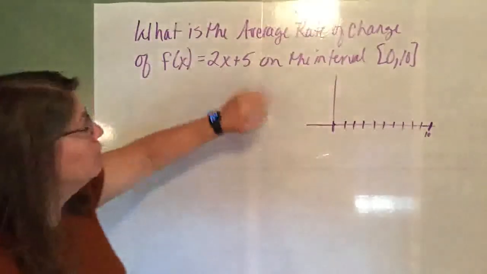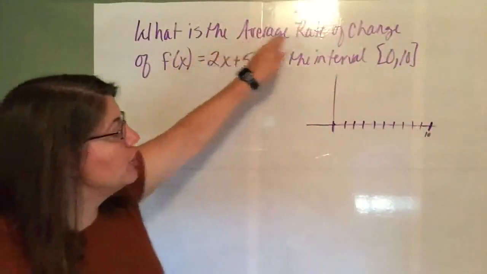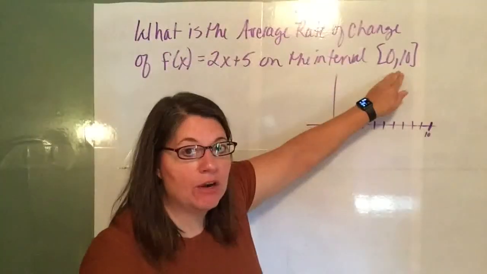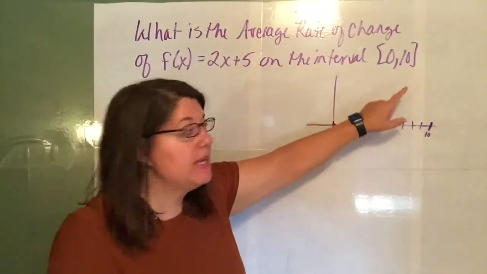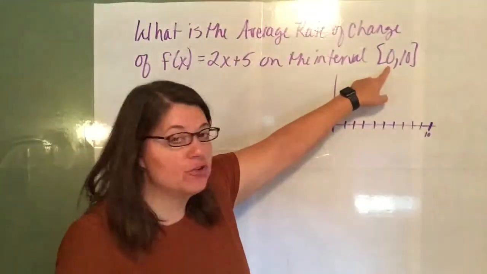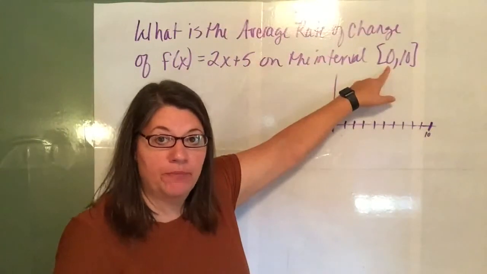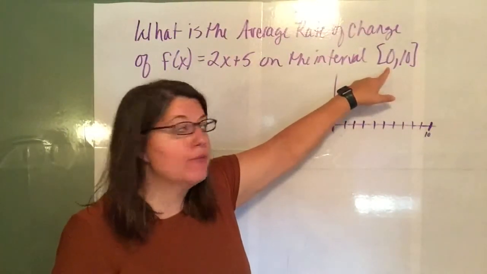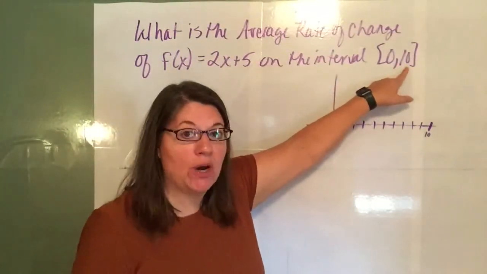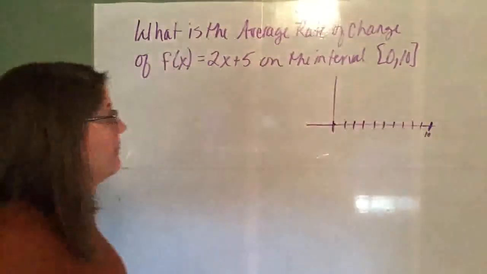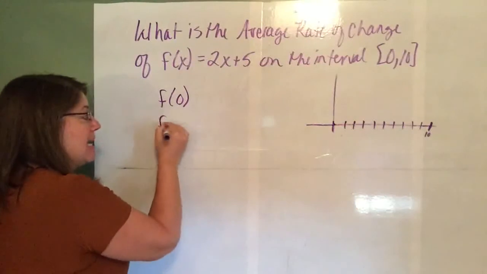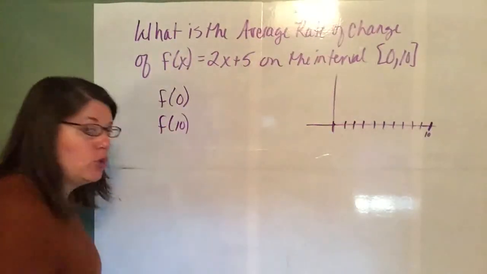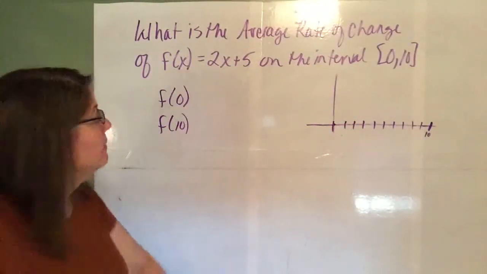So if they're asking for the average rate of change within this closed interval, what they're asking you to do is find an ordered pair for the function at the x value 0 and find an ordered pair for this function at the x value of 10. In other words, they want you to find f of 0 and find f of 10, just like you would have in algebra, okay? So let's do that.